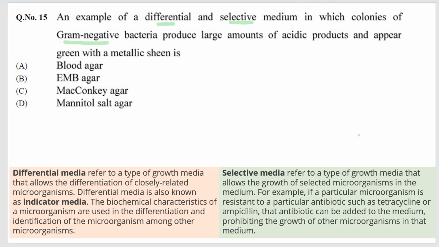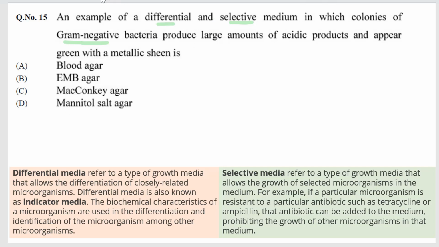It will only allow the growth of those bacteria which contain the resistance plasmid, and it will not allow other bacteria which do not have the plasmid; they will be killed. That antibiotic can be added to the medium, prohibiting the growth of other bacteria. So this is the difference between differential and selective media. Both these types of media are used to select for our desired microorganism from a sample which contains other microorganisms as well.